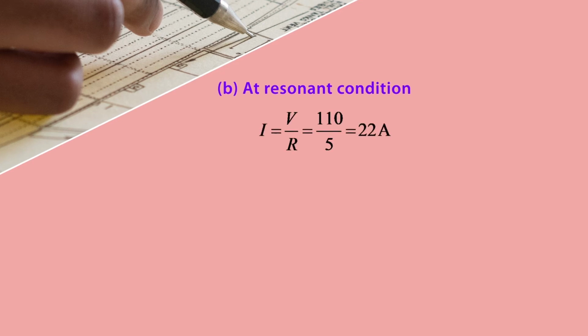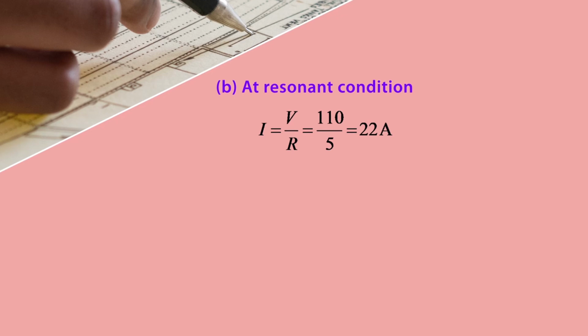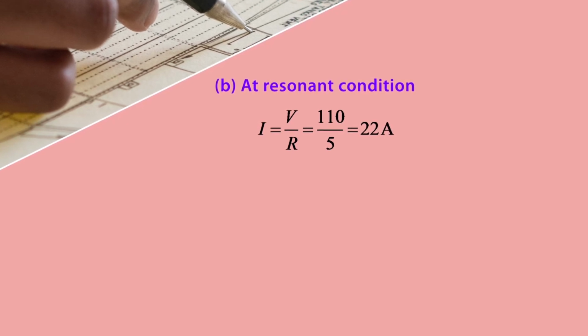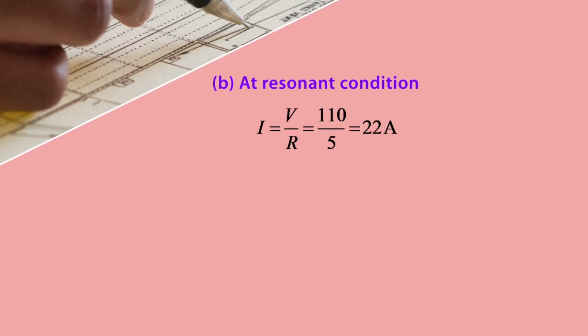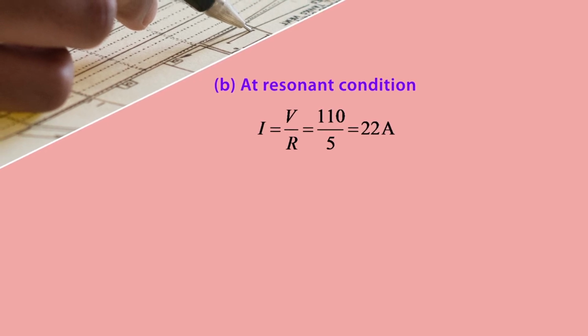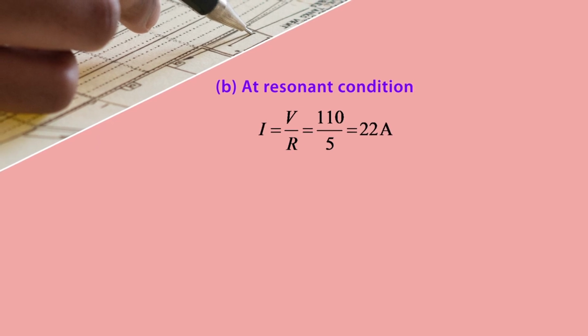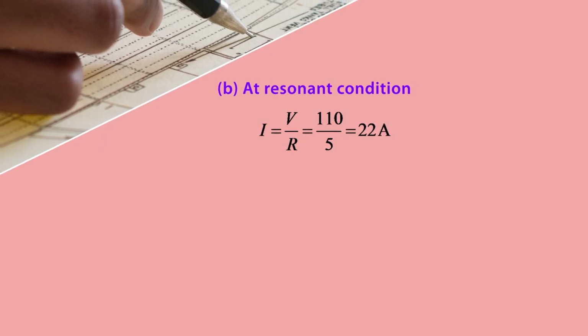Now as you know, at the series resonance condition, what is the value of current? The value of current is I equal to V upon R, because the total impedance of the circuit is equal to the resistance of the circuit. The value of voltage is 110 volt, and the resistance of the circuit at resonance condition is 5. Just put the value of voltage as 110 and the value of resistance as 5. So this can be written as I equal to 110 upon 5, which is equal to 22 ampere.